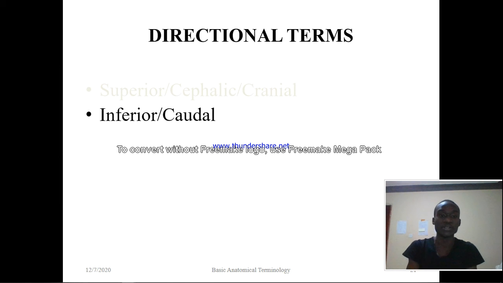The other term is inferior, so away from the head region. We may also call it caudal. The other term is caudal. If it is an animal with a tail, towards the tail, that is the caudal location of a particular body part. Or you may use the term inferior, so away from the head, towards the tail. In our case, towards the feet.